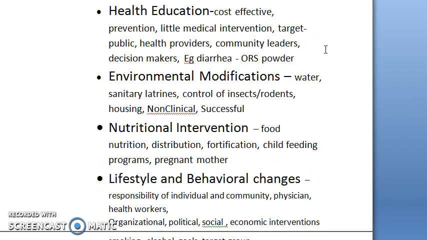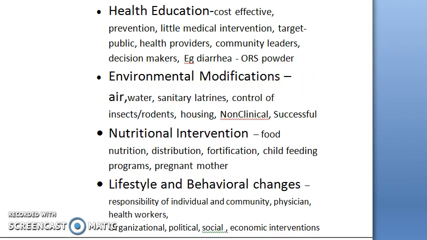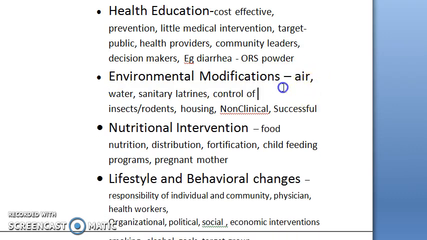It is very, very cost effective. A lot of diseases can be prevented, or some of them may require very little medical intervention if precaution is taken and initial first aid has been done correctly. You can target here the public, the health providers, community leaders, decision makers also. Example for this is diarrhea ORS powder. Coming to the second point, you have environmental modifications. Here you will mention air, water, sanitary latrines, control of insects, rodents, housing, and all these are non-clinical and they have been very successful in preventing diseases.